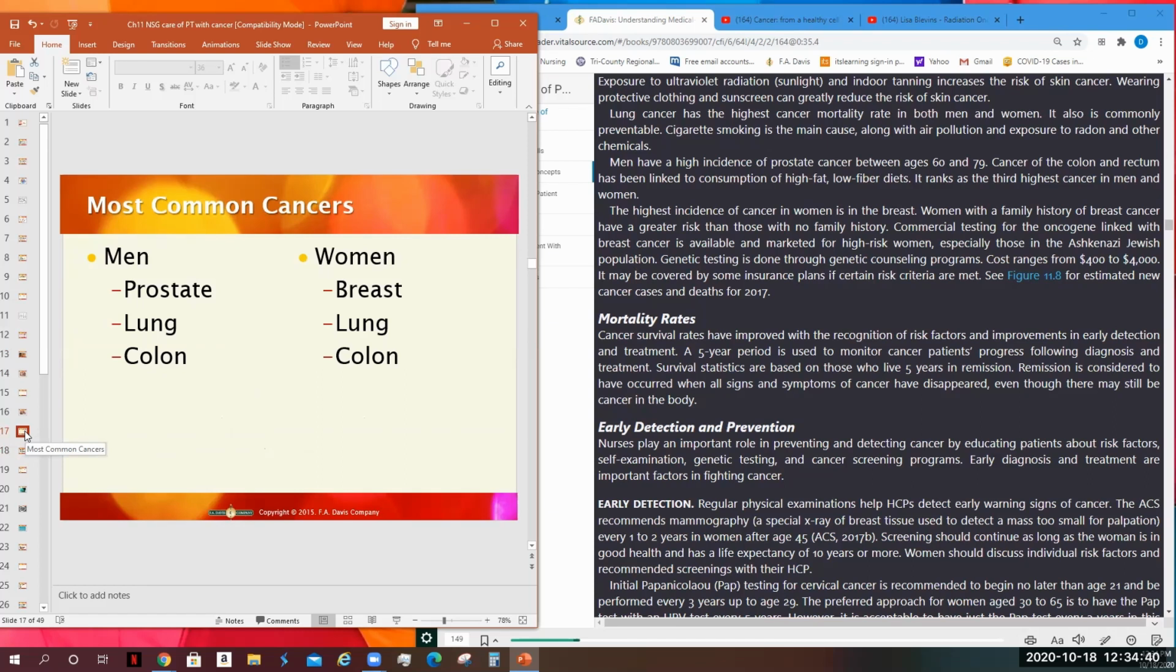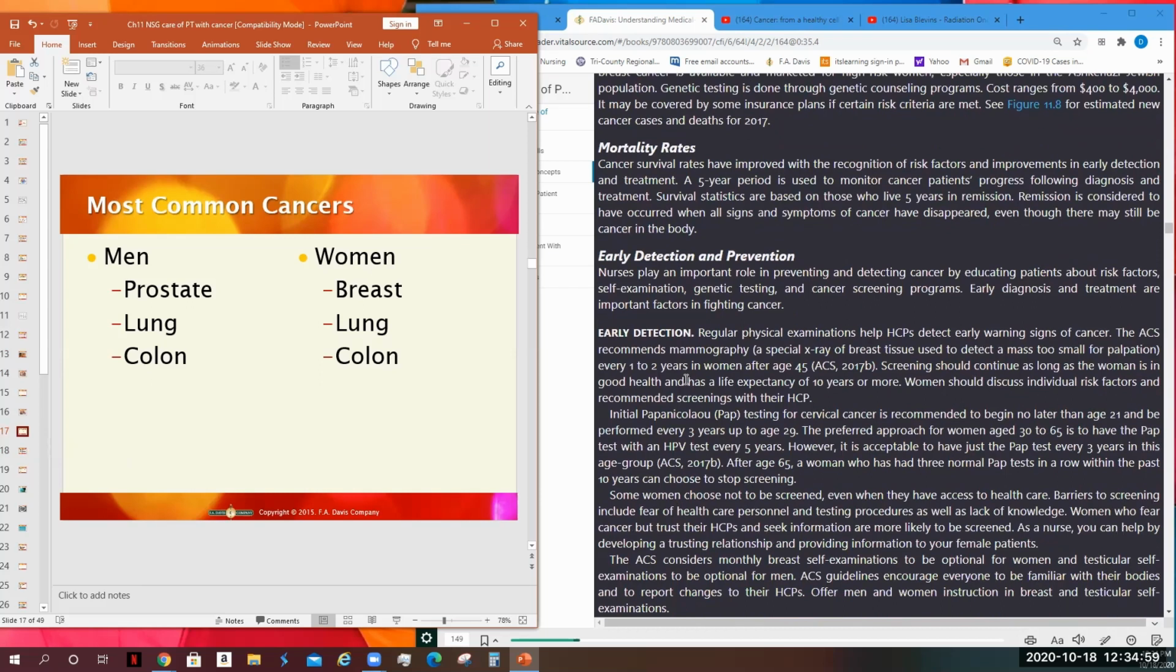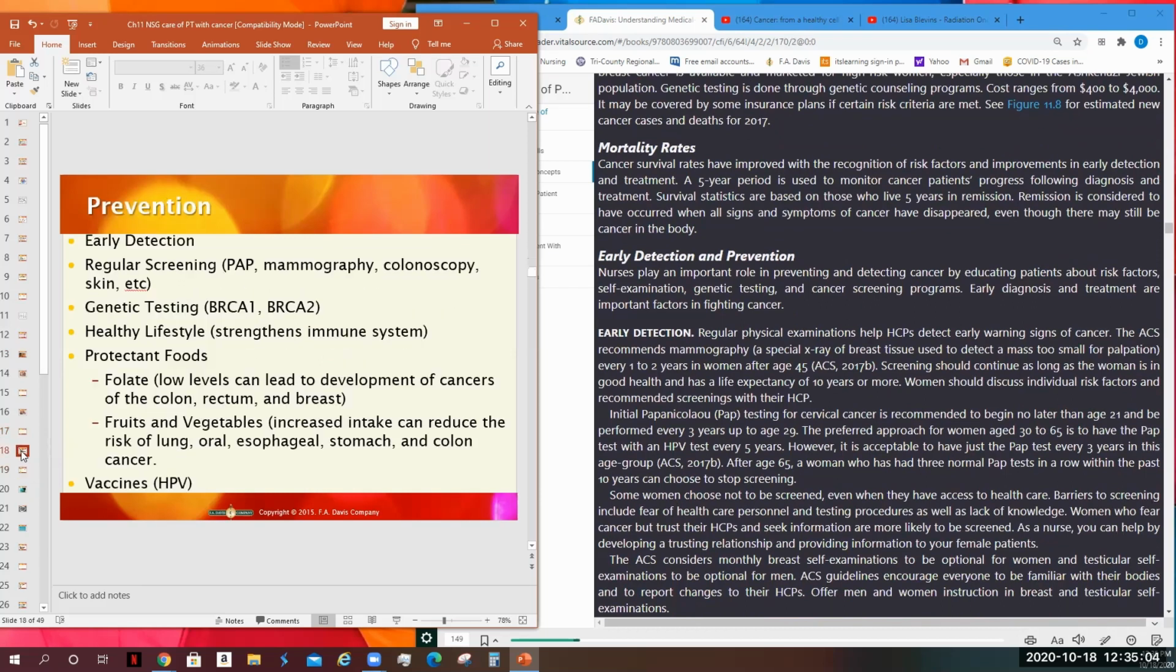Cost ranges from $400 to $4,000. It may be covered by some insurance plans if certain risk criteria are met. And figure 11.8 shows estimated new cancer rates and deaths for 2017.